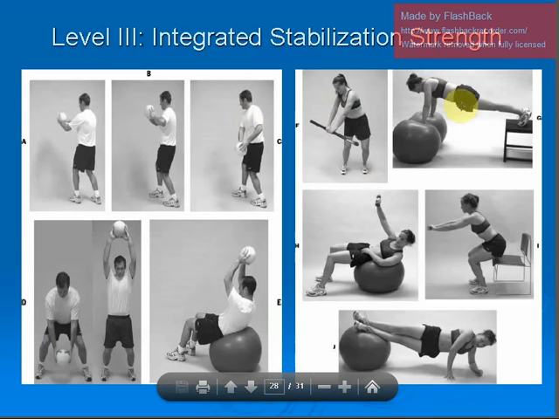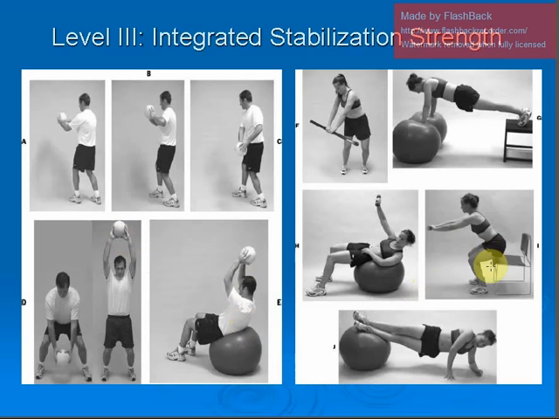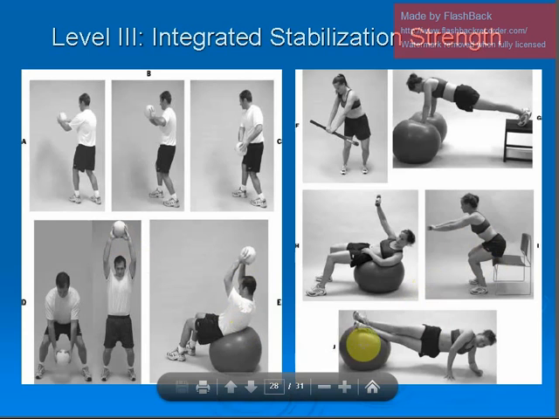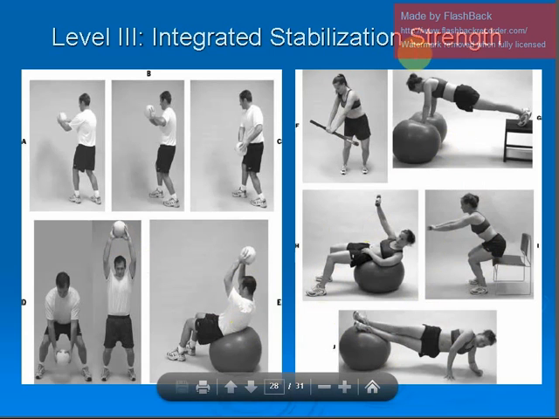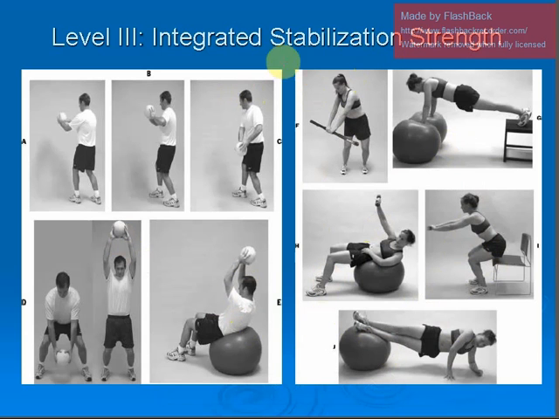And then level 3 is integrated stabilization and strength. Here, jumping with the medicine balls and the gym balls, squatting and standing, planks on gym balls, push-ups on gym balls. These are slowly increased as the strength improves. So this is the integrated stabilization and strength.